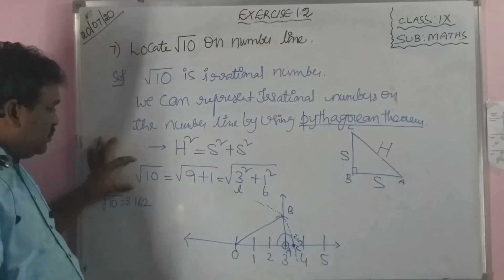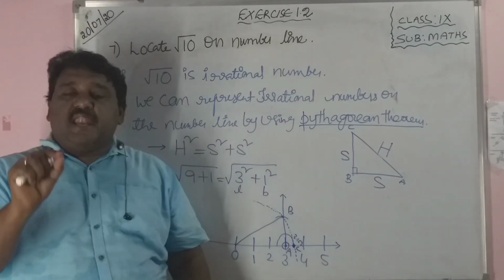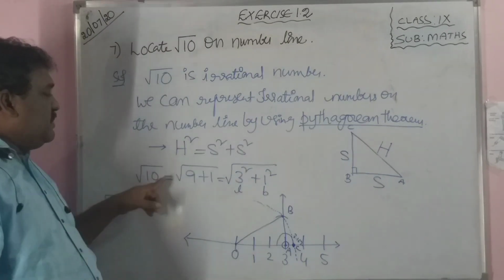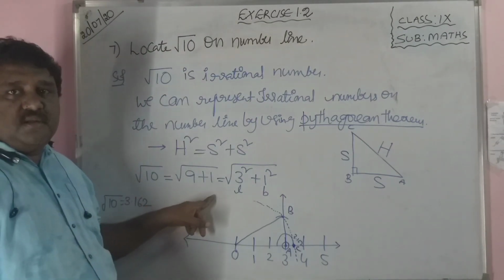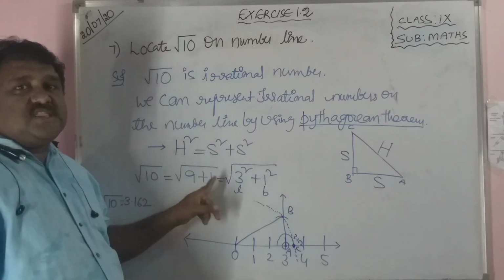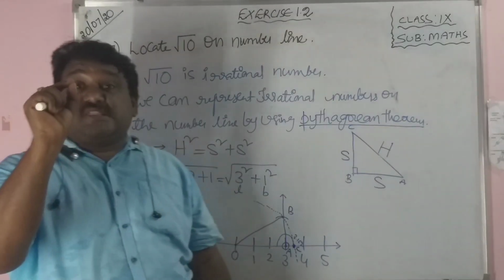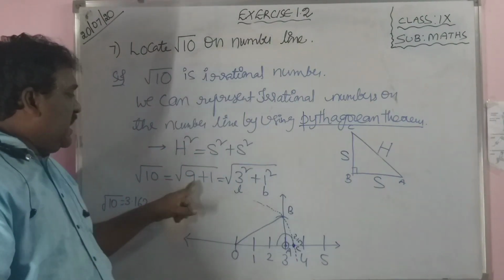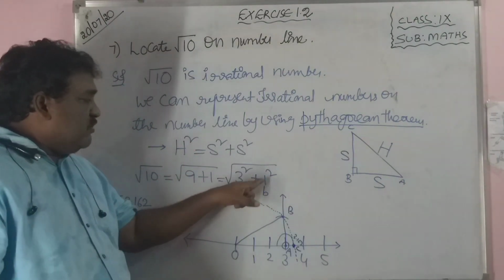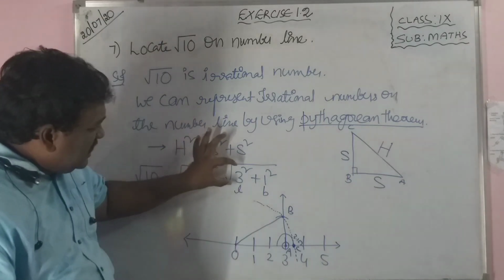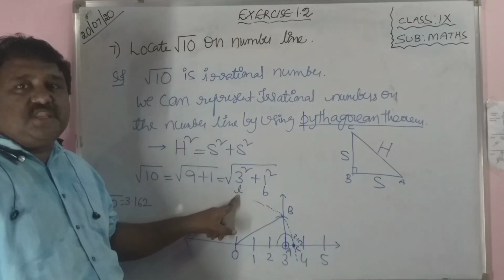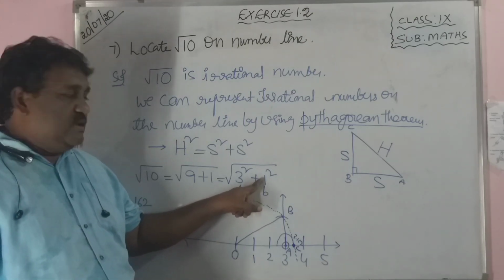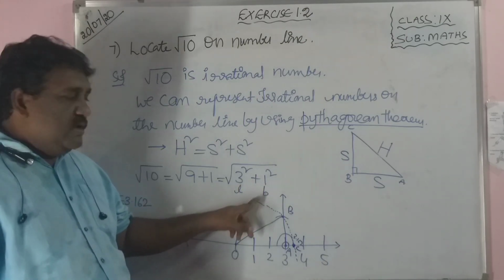So let us write root 10. Write 10 as a sum of two square numbers. How? 10 can be written as 9 plus 1, because 9 is a square number and 1 is a square number. How to write 9? 3 square. How to write 1? 1 square. 3 is more, let it be the length. 1 is less, the breadth, just like a rectangle.